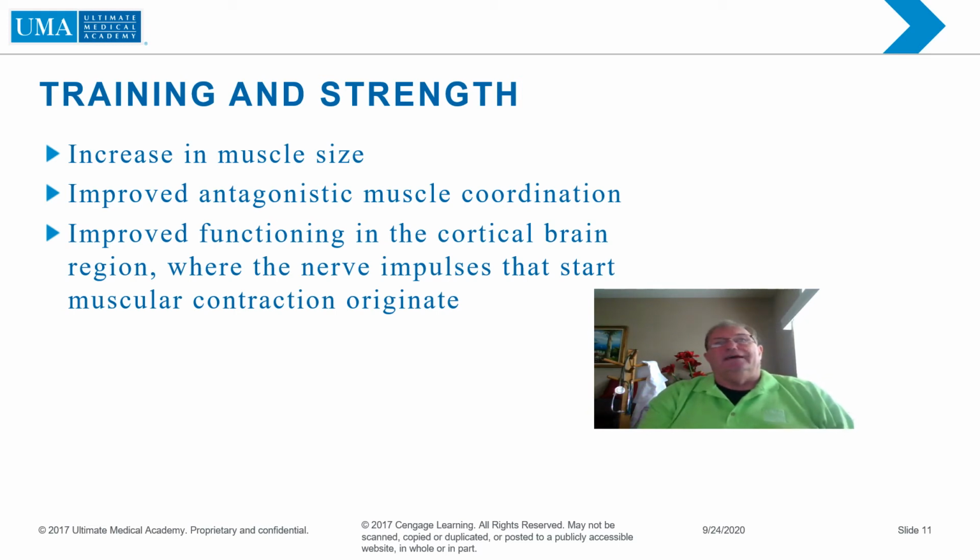Agonist, you can see it right there, A-G-O-N-I-S-T in the word agonist. Agonist is the muscle that is contracting. When the muscle contracts, it agonizes, right? It contracts. When we talk about the bicep, this is an agonist.